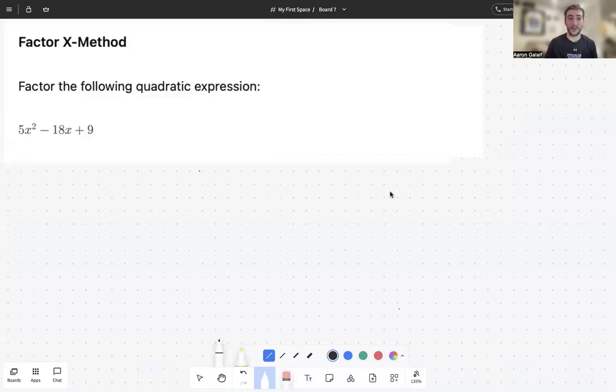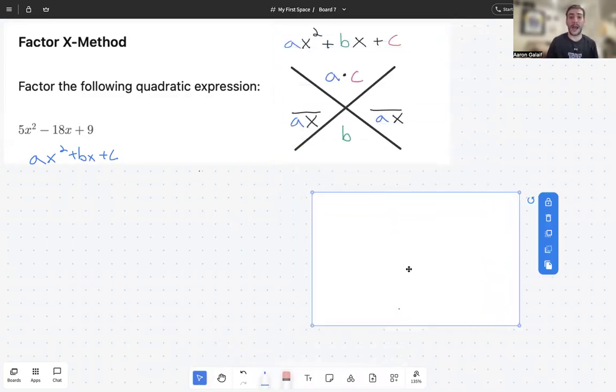Hello. In this video, we are going to go over how to factor a quadratic expression using the X method. The first thing we need to go over is our base method. Remember that quadratics are in the form of ax squared plus bx plus c, and a, b, and c are going to represent our coefficients. Then we are going to set up our x.